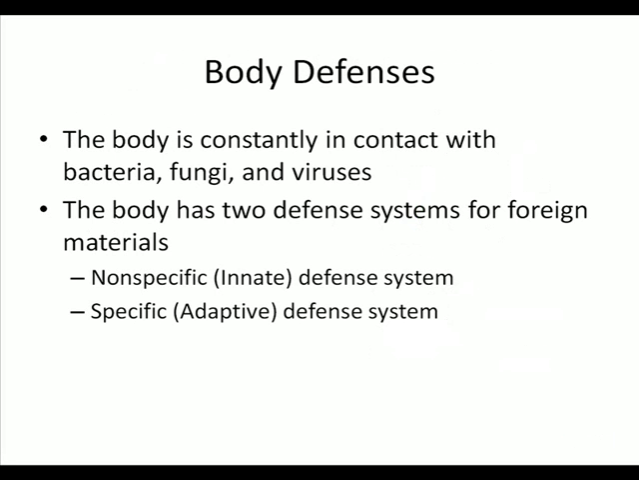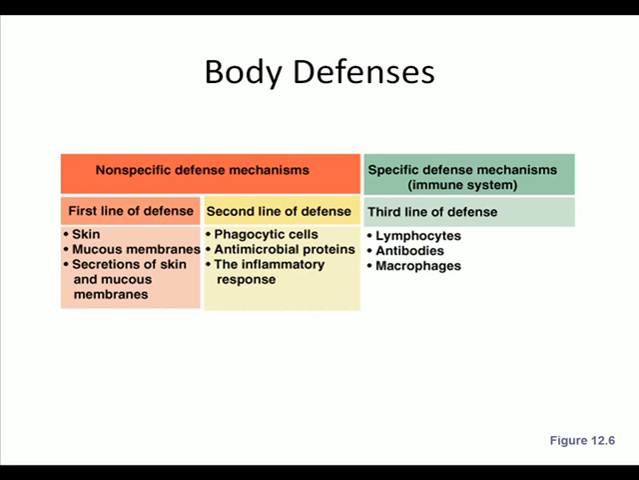So the body is always in contact with bacteria, fungus, viruses, even cells that have mutated and become cancerous that are odd. And we can really divide the body's defense systems into two main kinds: the non-specific, or innate defense system, and then another system called the specific, or the adaptive defense system. These work together, but really if we talk about the body's defenses, we can divide the non-specific defenses into two main kinds. The first kind, the first line of defense, is almost a barrier defense.